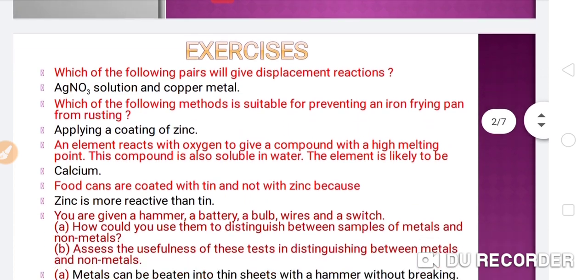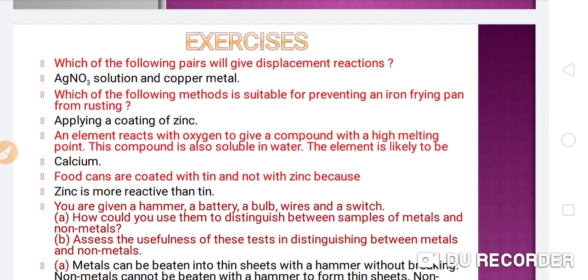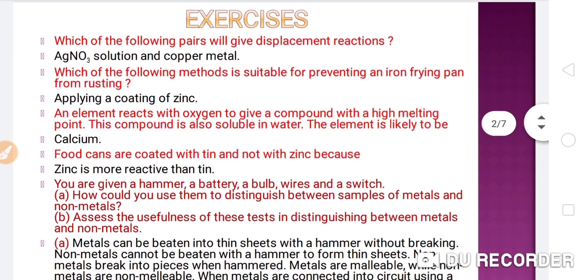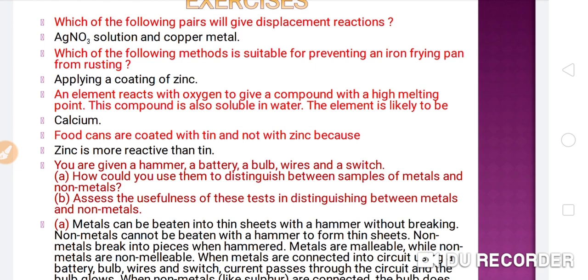The first question which we are going to discuss is: which of the following pairs will give the displacement reaction? Actually this is a multiple choice question, but I have mentioned here only the answers. So the answer is silver nitrate solution and copper metal. Now come to the second question. Which of the following methods is suitable for preventing an iron frying pan from rusting? So the answer is applying a coating of zinc.